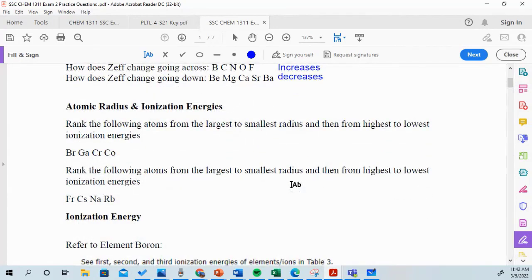So understanding atomic radius and ionization energies, let's go ahead and rank the following atoms from largest to smallest radius. And then we'll look at highest to lowest ionization energies. So looking at atomic radius, what will be the largest?